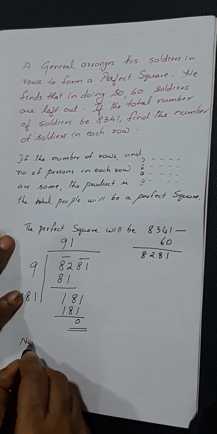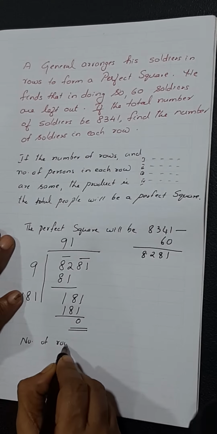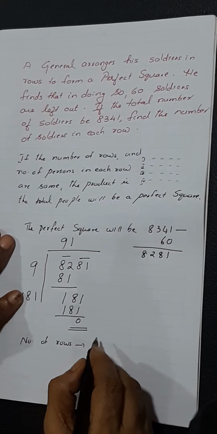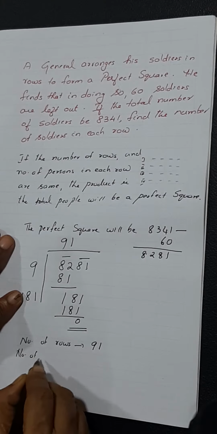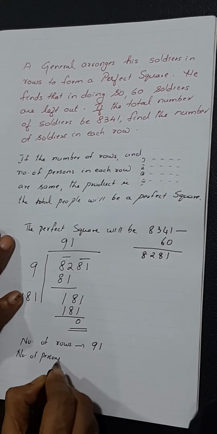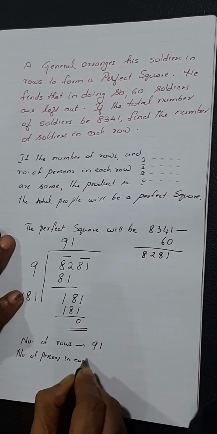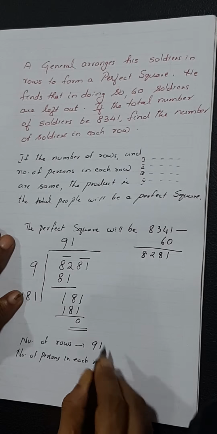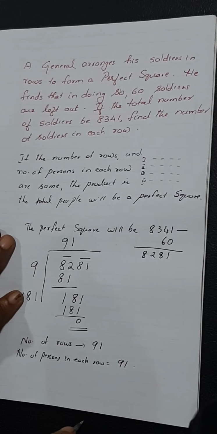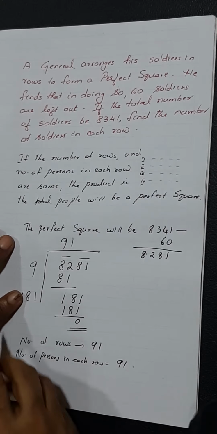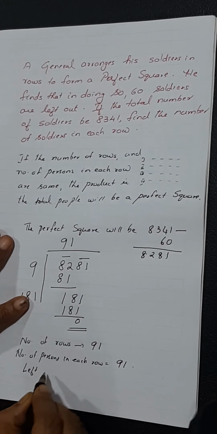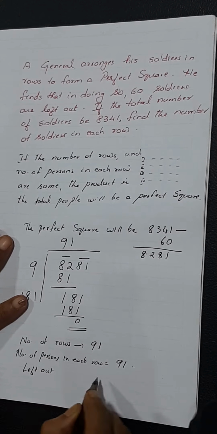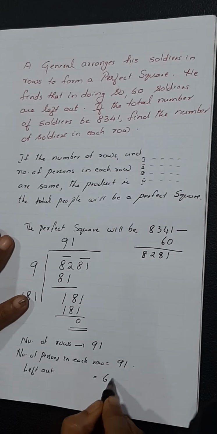So the number of rows is 91, the number of persons in each row is equal to 91, and the balance, the left out, will be 60 soldiers.